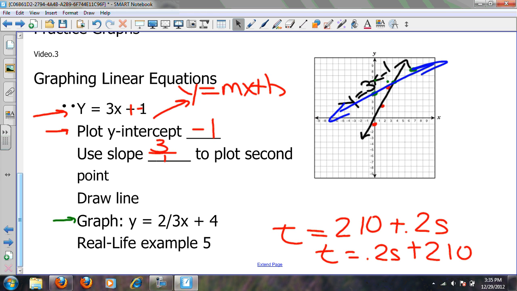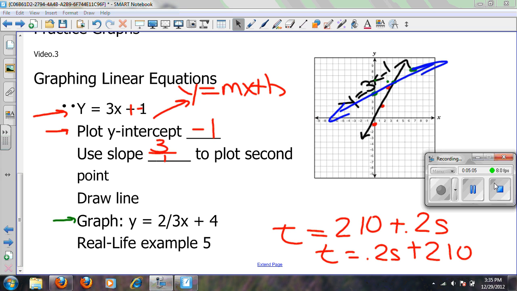Okay? As we look into real-life examples, you will begin to see that equations written in y equals mx plus b form can easily be translated into a graph. That concludes video 3.